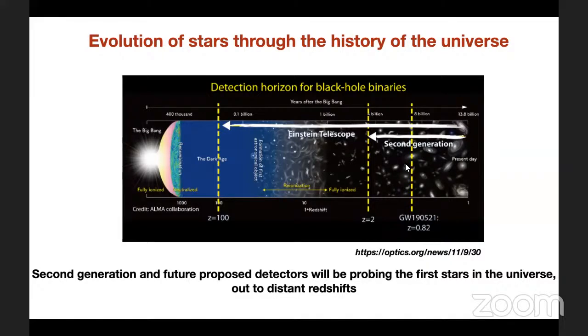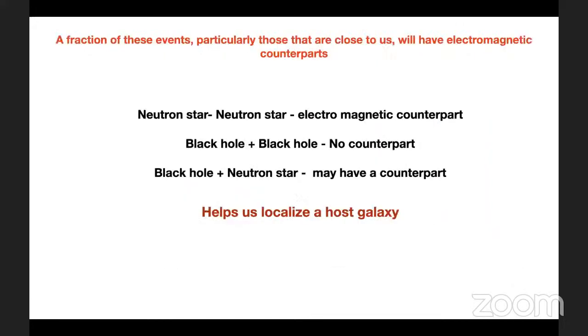It's fine. Okay. Yeah. From the second generation of detectors, we'll also be probing much further out in redshift, to the phases of the first star formation, to the epoch of reionization, etc. So, of course, a fraction of these events that we are currently probing, particularly neutron-star mergers that are close to us, will actually have electromagnetic counterparts. So we'll be able to probe with these electromagnetic counterparts. Oftentimes, we'll be able to associate them, of course, if there is an electromagnetic counterpart.